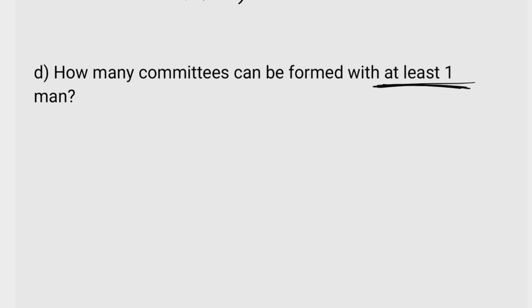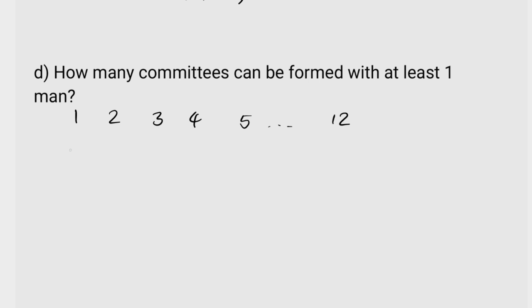At least one man means one man, 2 men, 3 men, 4 men, 5 men, all the way up to 12 men. But that's a lot to calculate. So what we could do is see how many women there would be in each case.